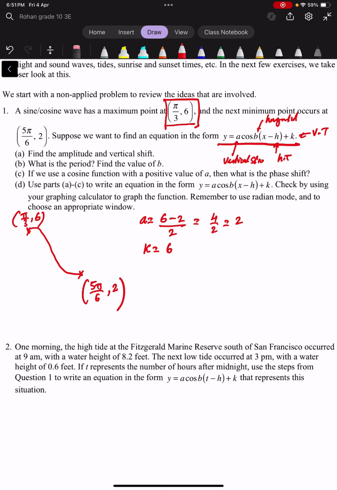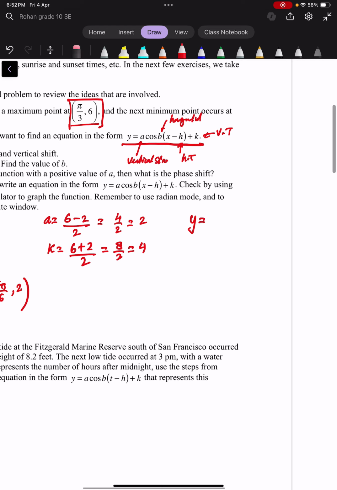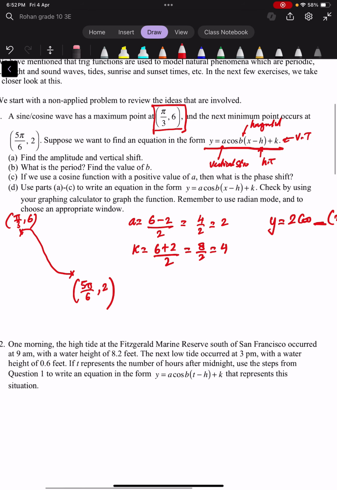That's max 6 plus min 2, divided by 2. So that's 8 divided by 2, that's 4. So that means you have y is equal to 2 cos b x minus h plus 4. We have to find out b and h. Now this is to be determined. Now you need to use the period. So what is the period? 2 pi.